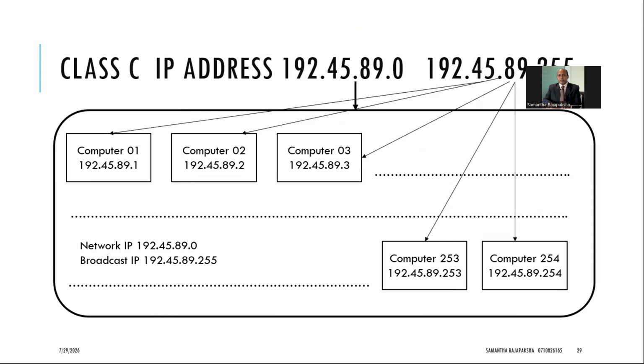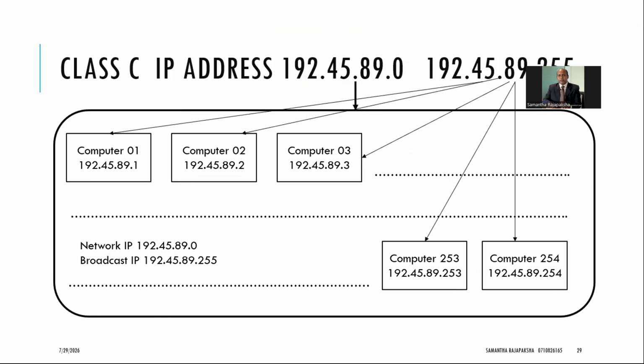The first one is used to identify the network. The last one is called the broadcast IP. That is, a broadcast IP is an IP address that can be used to send a message to all the computers in the given network. For that purpose, you can use a broadcast IP. Now in this one, the last one is 192.45.89.255. That's the broadcast IP. By using this broadcast IP, those 254 machines can be sent a message at once. So that is what we call a broadcast IP.